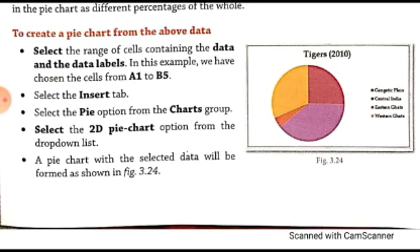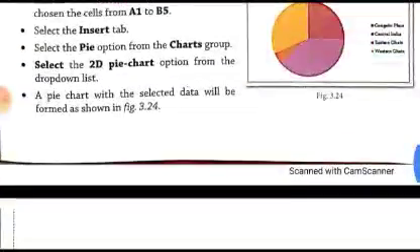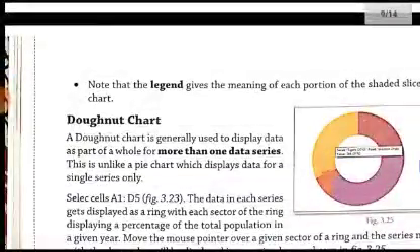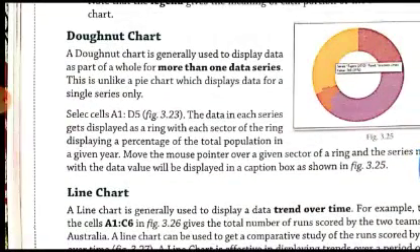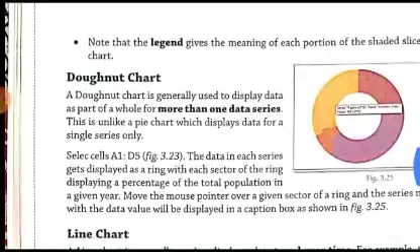Then what you will see, when you select the option of donut chart from the charts group, is that the donut chart will be created in your Excel sheet. The rest of the steps are similar. Only, in place of the pie option, you have to select the donut chart option from your charts group in the insert tab. As soon as you select it, your donut chart will be created and displayed in your Excel sheet as shown in this figure.